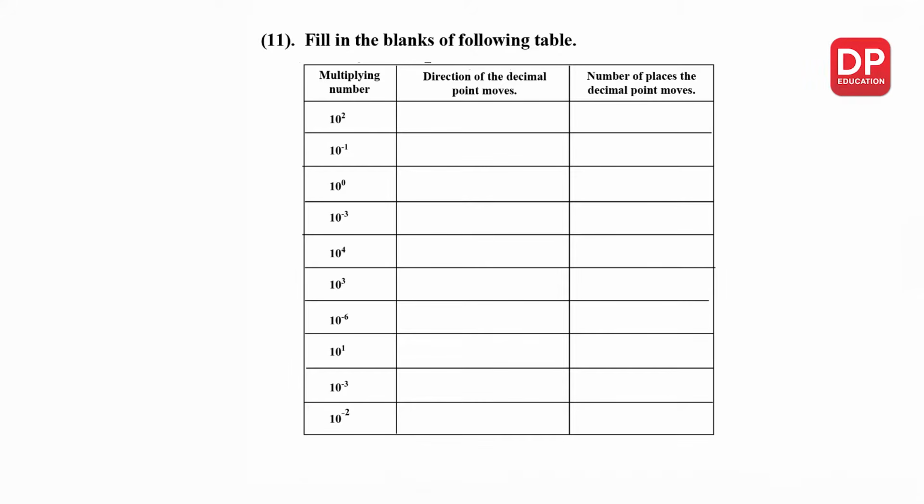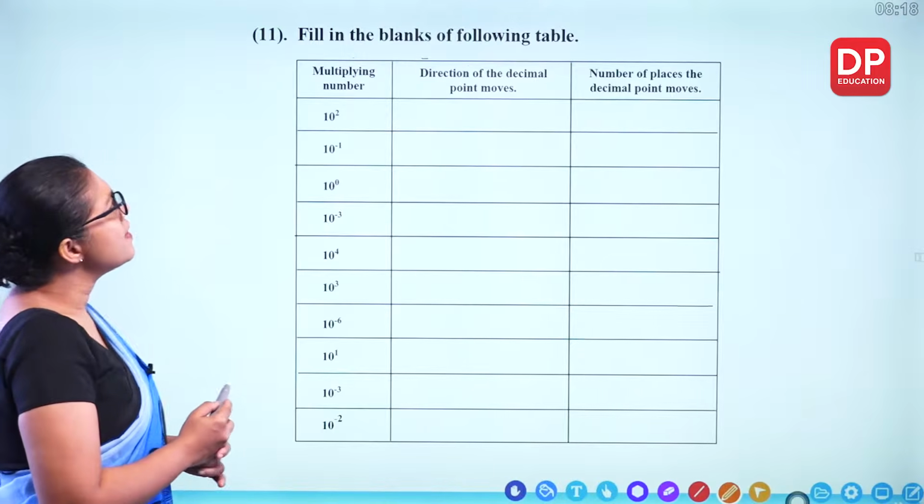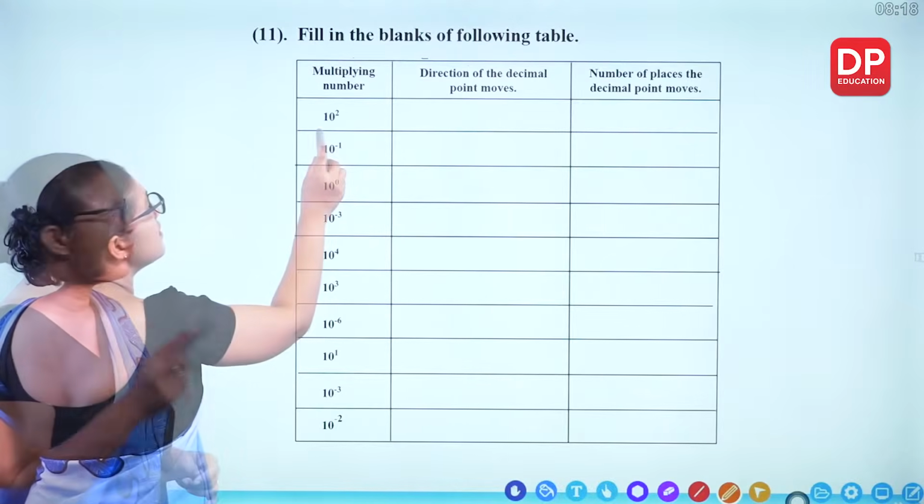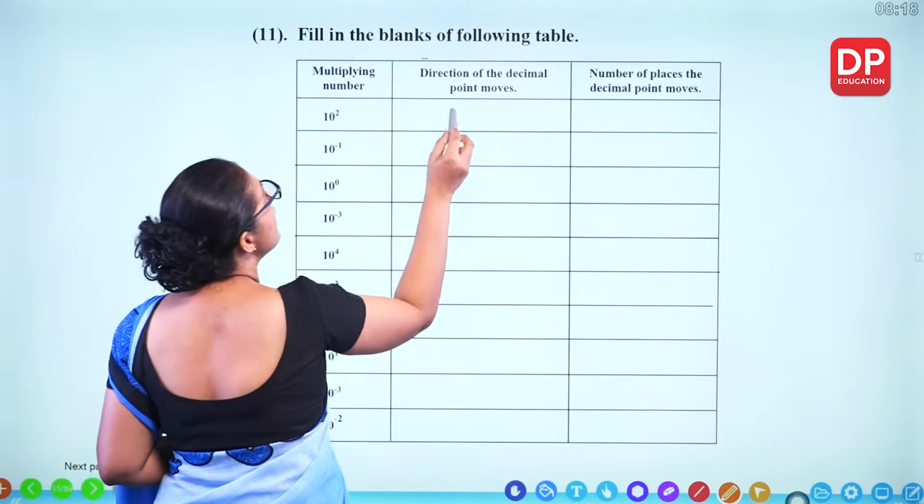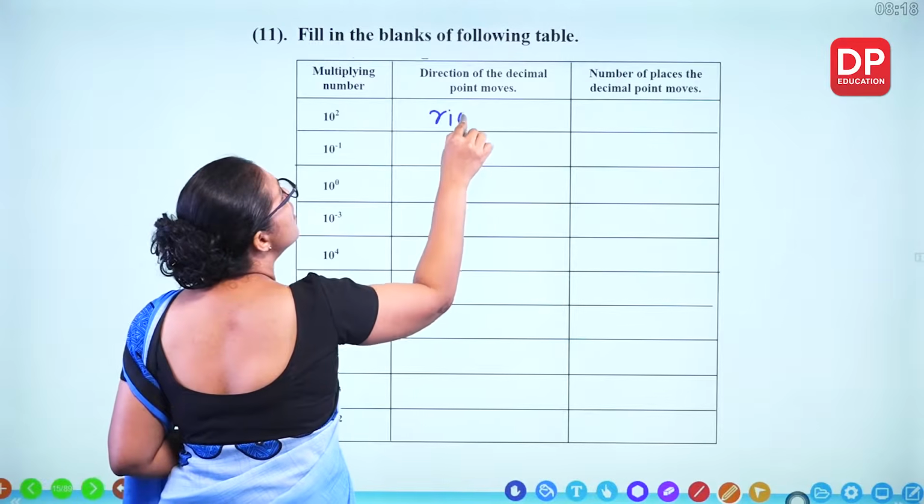Fill in the blanks of the following table. So multiplying the number by 10 squared. What is the direction the decimal point moves? This is 10 to the power 2. That means positive. What's the direction? It moves to the right.